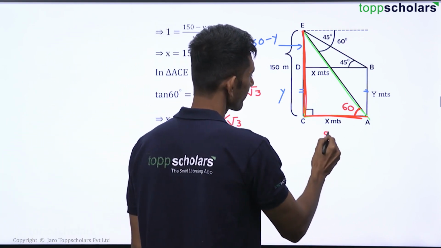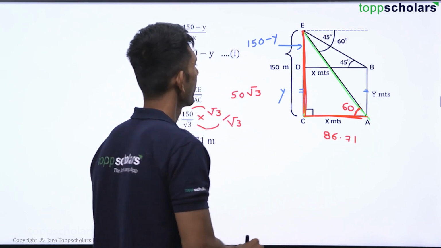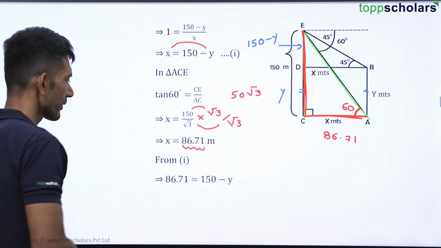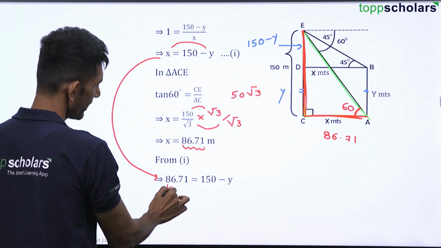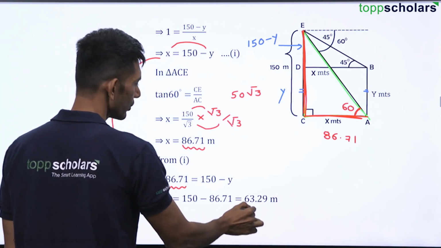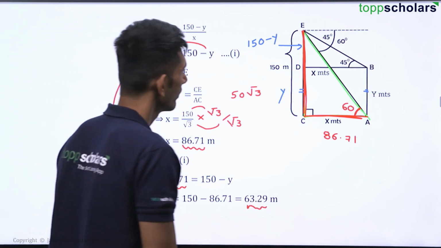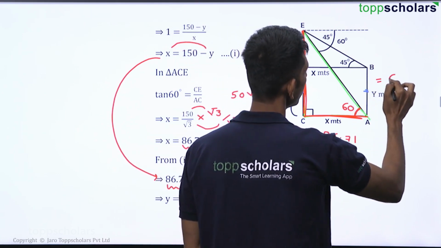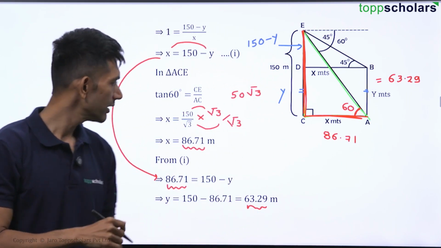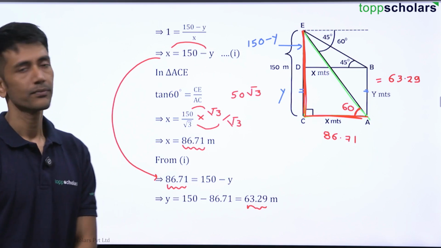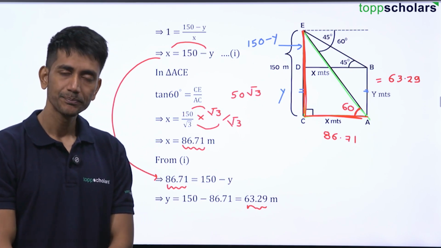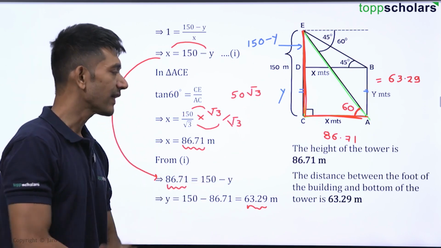So x is 86.71. Now, what is y? y is 150 minus x, right? So here 86.71 is equal to 150 minus y. y is 150 minus 86.71, and that gives you 63.29 meters. So the height of the tower is 63.29 meters, and the distance between the tower and the building is 86.71 meters. I hope you have understood this question. Very simple, based on application of trigonometry, right? Perfect. Yeah, so that is the final verdict.